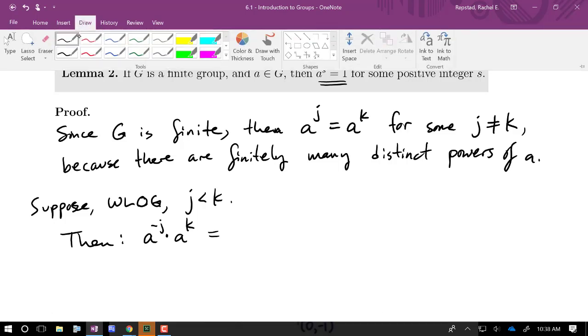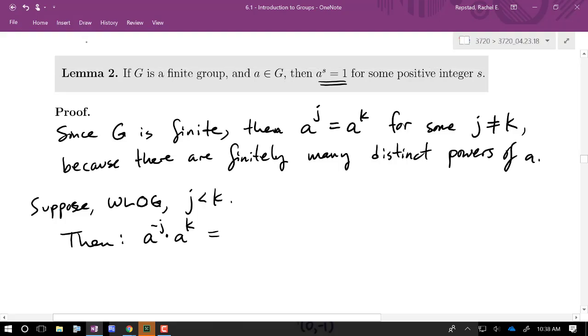The first thing we're going to appeal to is the fact that, because this is a finite group, as we're generating powers of A, eventually I'll get to a pair of values that are the same, right? When we said A to the J is going to be equal to A to the K right here. So I'm just going to substitute A to the J for A to the K. So we get A to the negative J times A to the J.